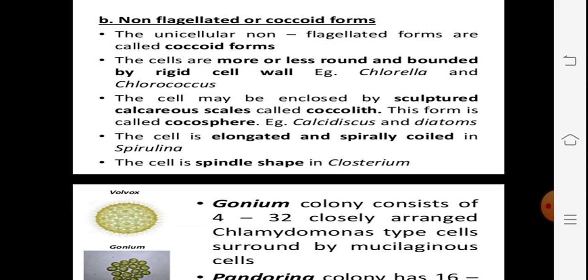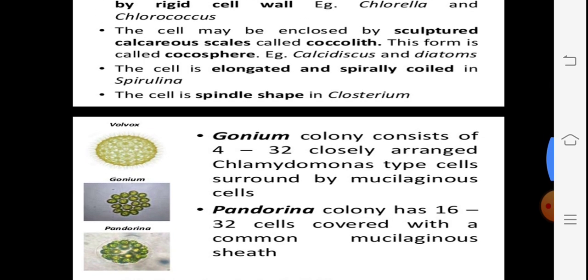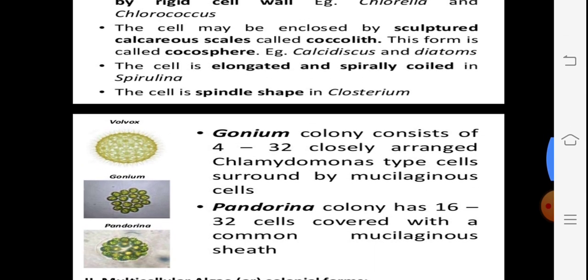Then others are there, like Calcidiscus, and there are some diatoms. They are also not under this Chlorophyta, but are just given as a type of study.